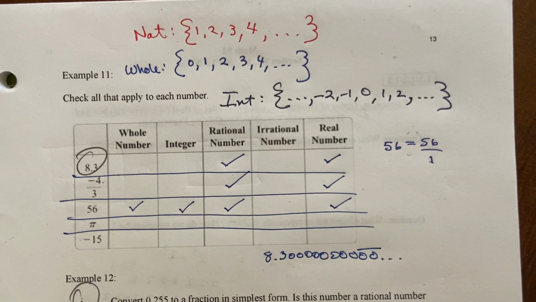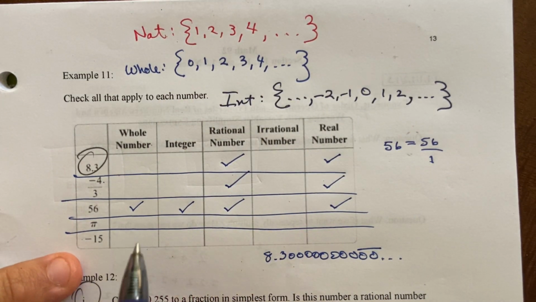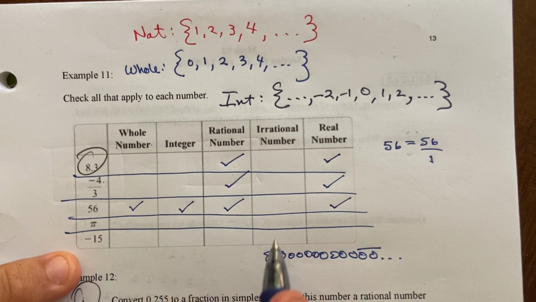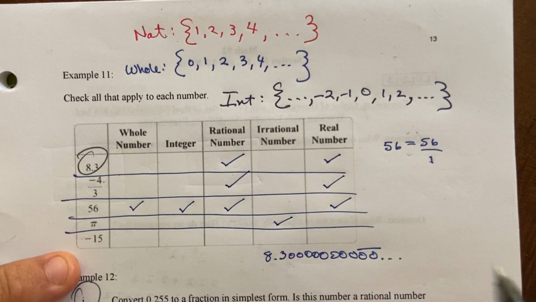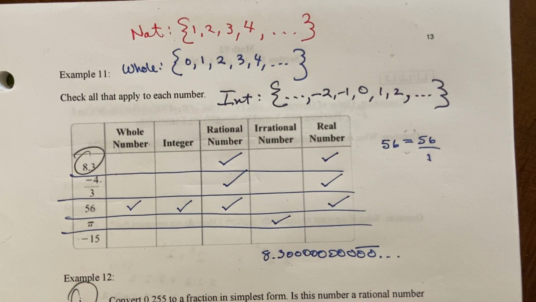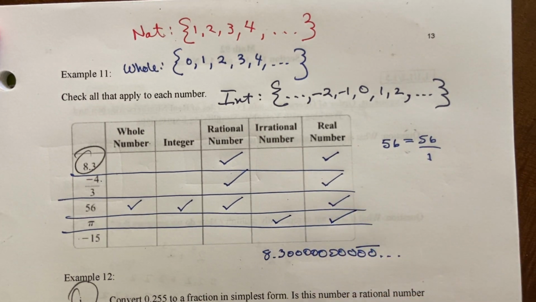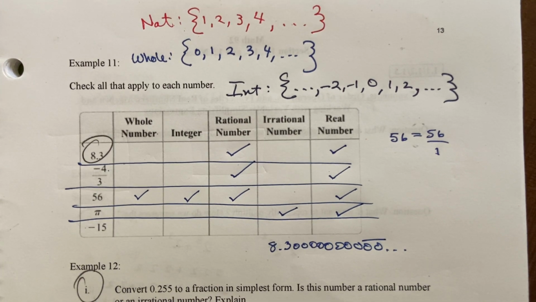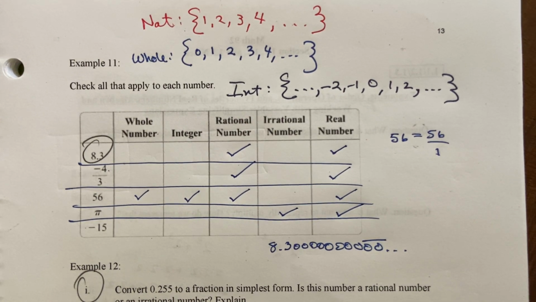So no, it's not a whole number, not an integer. It's not even rational, it's irrational, because you cannot find a ratio of numbers that is exactly pi. That is to say, you can't find a ratio of integers that is exactly pi. But it is real. Pi is a circle's circumference divided by its diameter. So that's totally real.